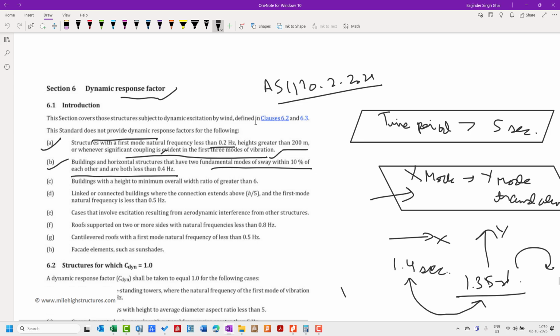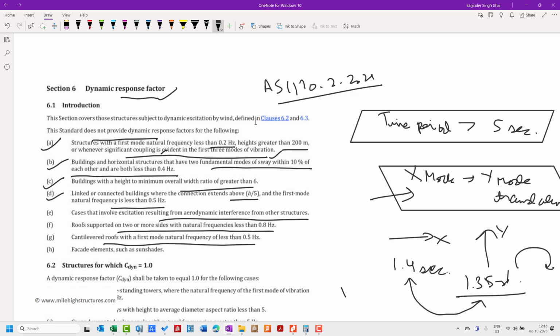After that, buildings with a height to minimum overall width ratio of greater than 6. Fourth point is linked or connected buildings where the connection extends above h by 5 and the first mode natural frequency is less than 0.5 hertz. Another case involves excitation resulting from aerodynamic interference from other structures. Roofs supported on two or more sides with natural frequency less than 0.8 hertz. Cantilevered roof with first mode natural frequency of less than 0.5 hertz. In this case the span of the cantilever is huge. And facade elements such as sunshades.